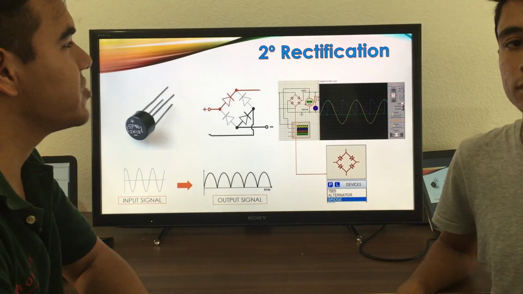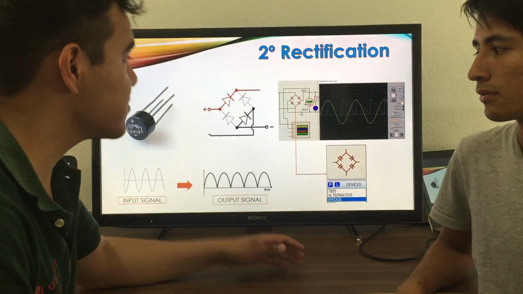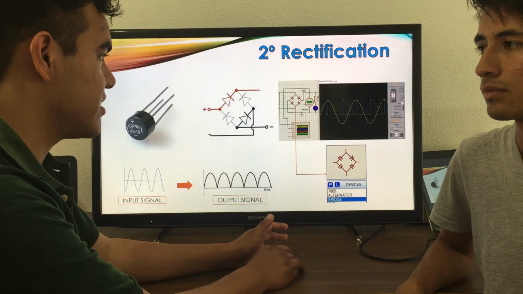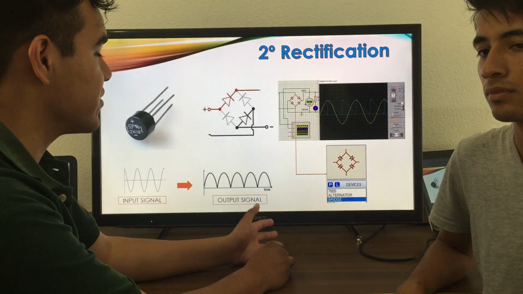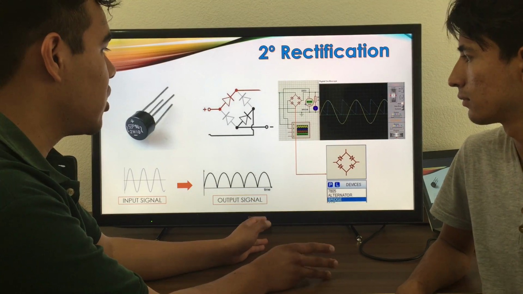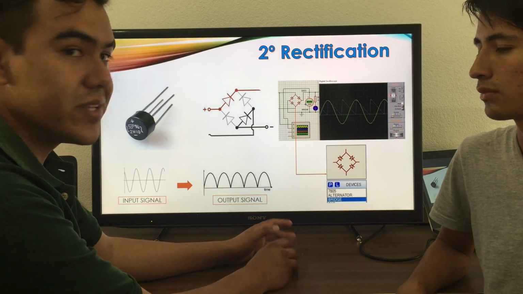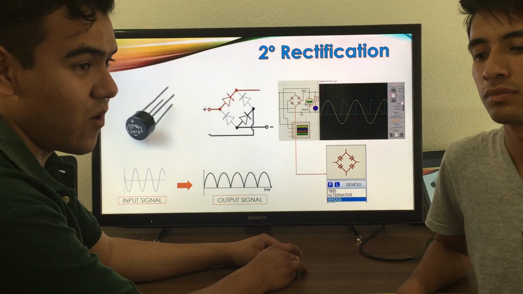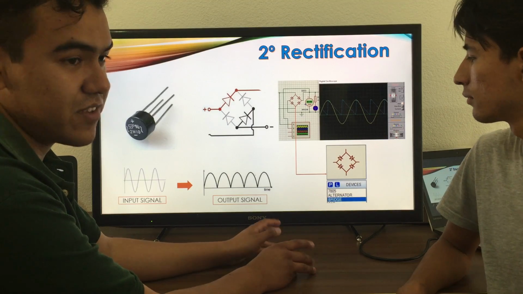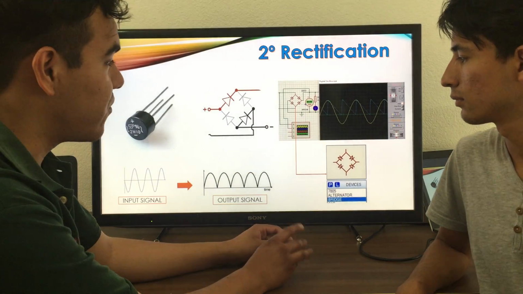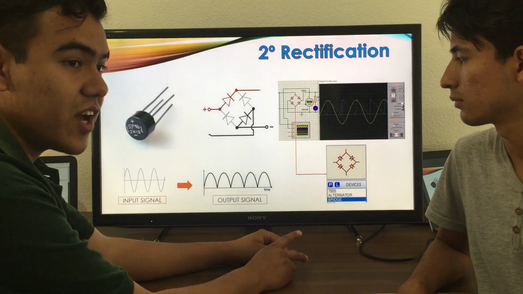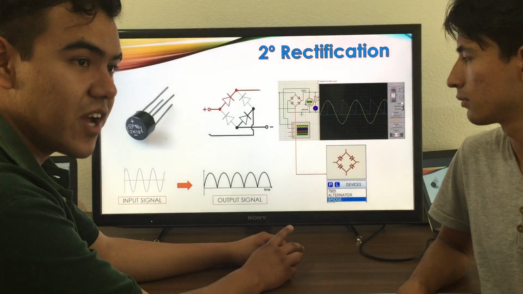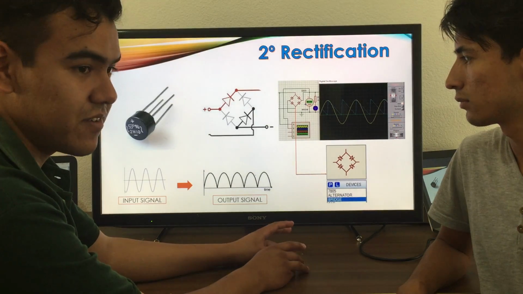Okay, the second stage is rectification. Rectification transforms the alternating voltage that comes off the transformer into continuous voltage with a diode bridge. The diode bridge, or bridge rectifier, is built from diodes. Two diodes are connected in the direct sense and the other diodes are connected in the reverse sense.